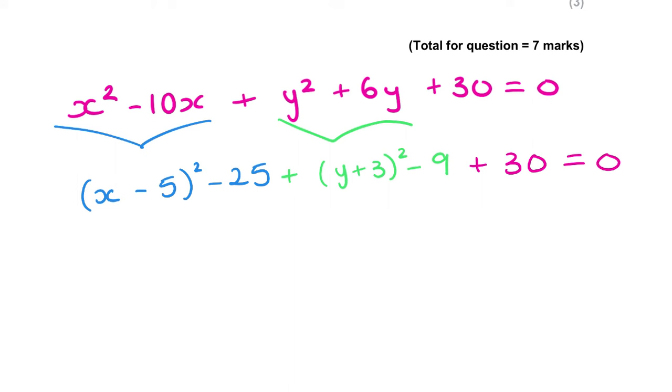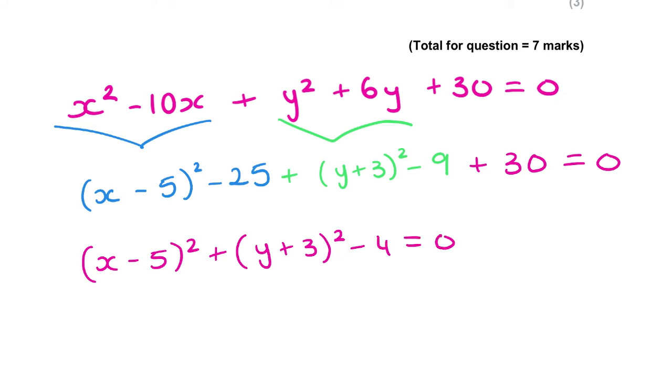So now I'm going to collect like terms. So I'm going to have x minus 5 squared plus y plus 3 squared. Minus 25 minus 9 is minus 34. Plus 30 is minus 4. So minus 4 equals 0. And now I'm going to move the 4 to the other side. x minus 5 squared plus y plus 3 squared equals 4.